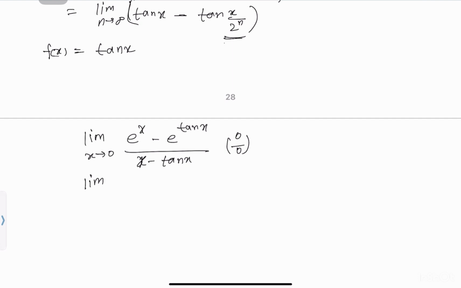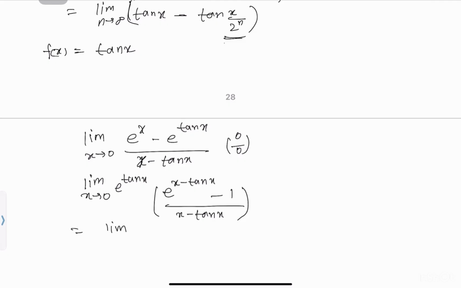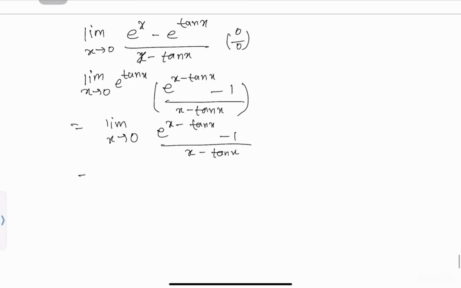If I take e^tan x as a common factor, we get e^tan x times (e^(x minus tan x) minus 1) divided by (x minus tan x). After this step, the value of e^tan x as x tends to 0 becomes 1. So leave that, and consider (e^(x minus tan x) minus 1) divided by (x minus tan x). From here, this is also 0 by 0 form. I can apply the L'Hospital rule here.